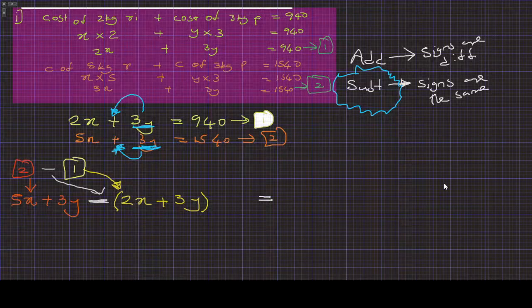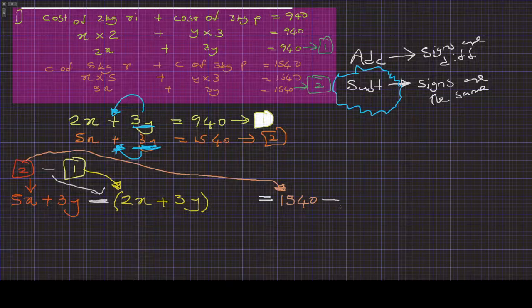Right, we are done with the left hand side. Now the right hand side, the number side. What do we write first? Because we wrote equation 2 first on the left hand side, we have to write equation 2's number first. That is 1540. After that comes the white color subtraction sign. Then comes the yellow equation's number, which is 940.